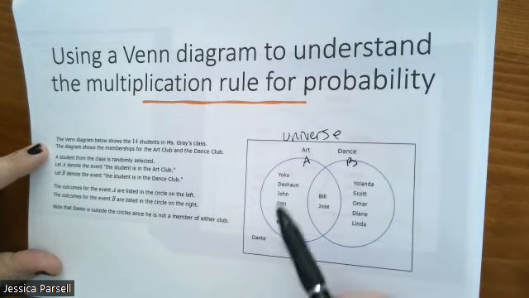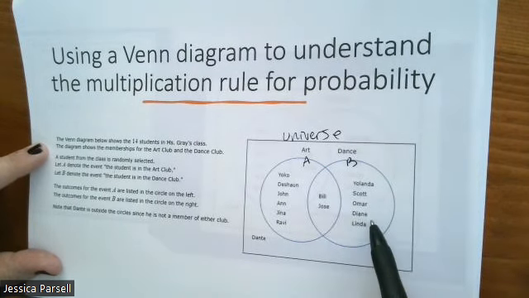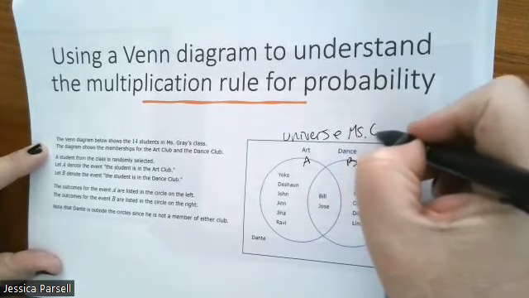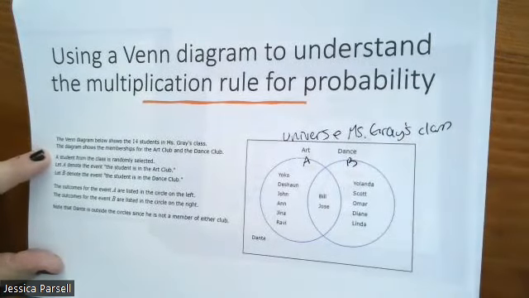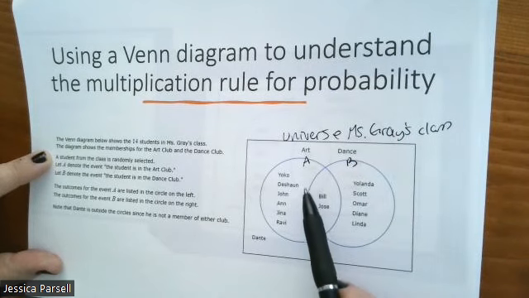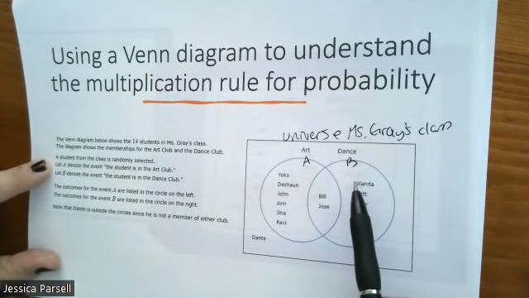So that would include Dante and everybody in art and dance. They're all in Mrs. Gray's class. So the universe is Miss Gray's class. All these people live in that universe. The diagram shows the membership for kids that are in the art club and the dance club.